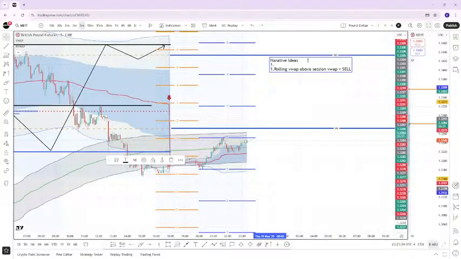The second idea. First one was that we are outside value area of volume profile. Outside value area volume profile. Rolling VWAP is above session VWAP. That's also a sell indication.